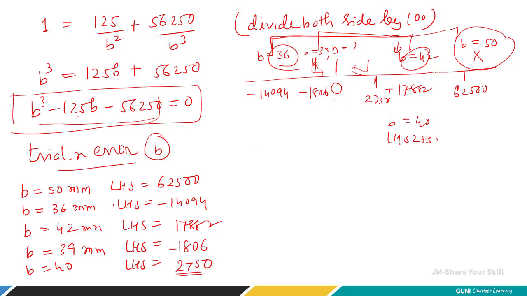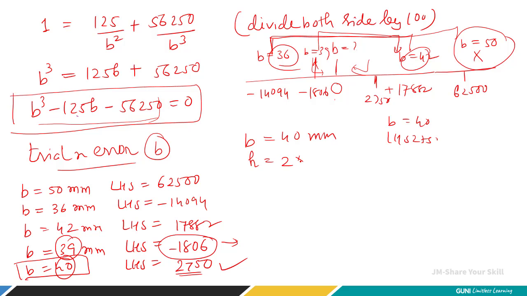Now from these two values, 39 and 40, you have to decide which one is closer. So you can say that 39 is a very close value, but 39 is on the lower side. So we can say that b equal to 40 is the right answer, because 40 will give you 1 more millimeter of material on a section to resist the given load. So the right answer is 40. So b is equal to 40 millimeter, and the height is 2 times b, which is 80 millimeter.